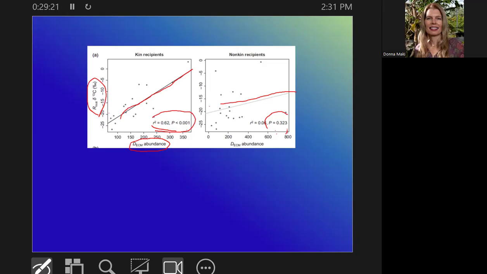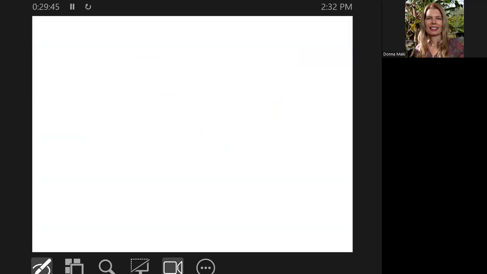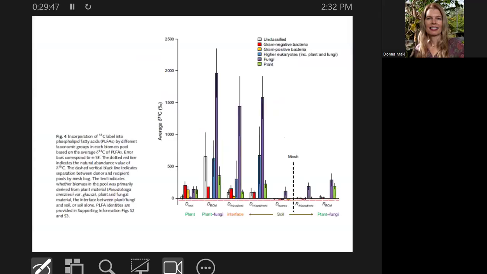So this idea of mycorrhizal fungi abundance has a definitely positive relationship with the kin idea. Okay, so that was something kind of peripheral to some of their work. They did note that, but they were really interested in what happens to that carbon.